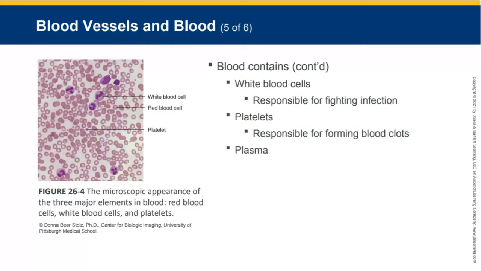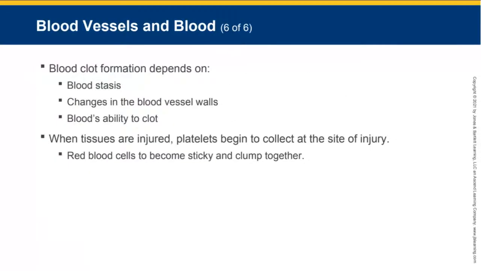Platelets are responsible for forming blood clots within the body, and the plasma is the fluid that transports all of these components. Blood clot formation depends on blood stasis, meaning the flow of blood stops or slows down, changes in the blood vessel walls, that's the diameter of the blood vessel, and the blood's ability to clot.